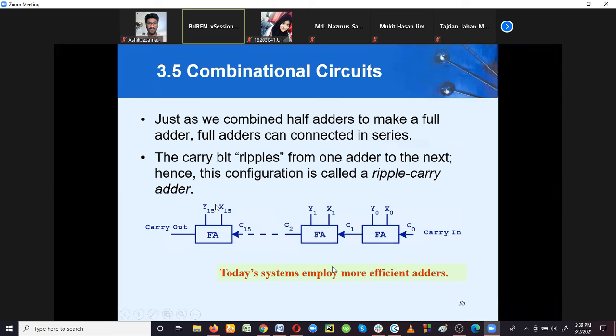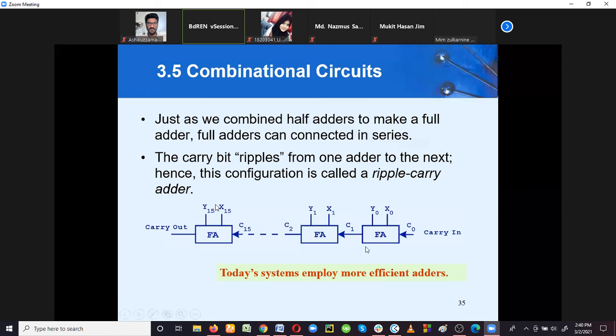Today's systems employ more efficient adders. That means nowadays we use more efficient adders. So what was the purpose of adder? Can you remember, the purpose of adder was doing the sum, addition.